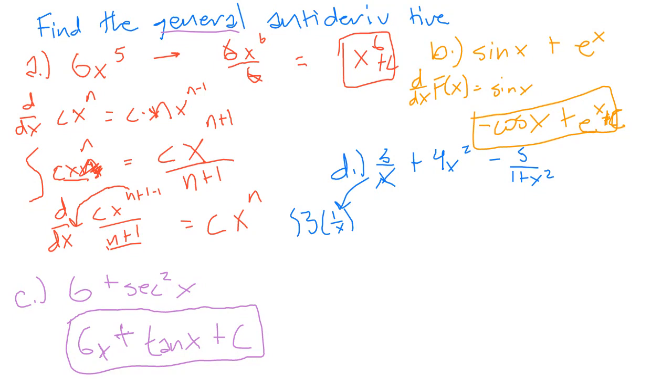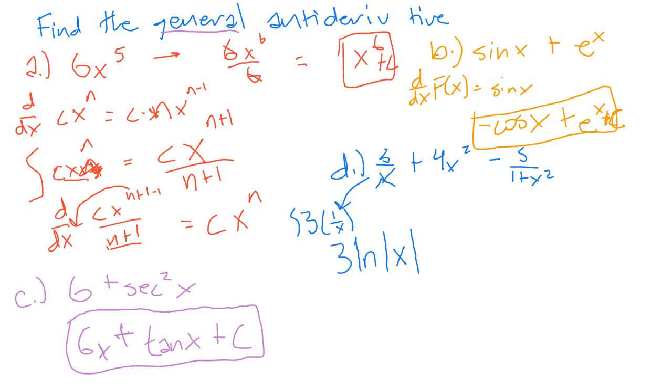So once again, we think, what function gives us 1 over x if we take the derivative? Well, natural log does. But when you're taking the antiderivative of 1 over x, there is a caveat. You have to do the natural log of the absolute value of x.